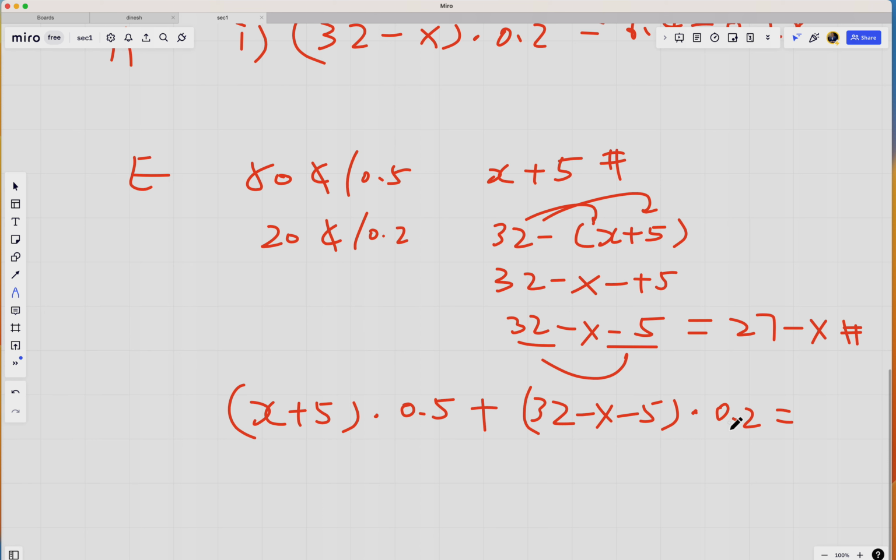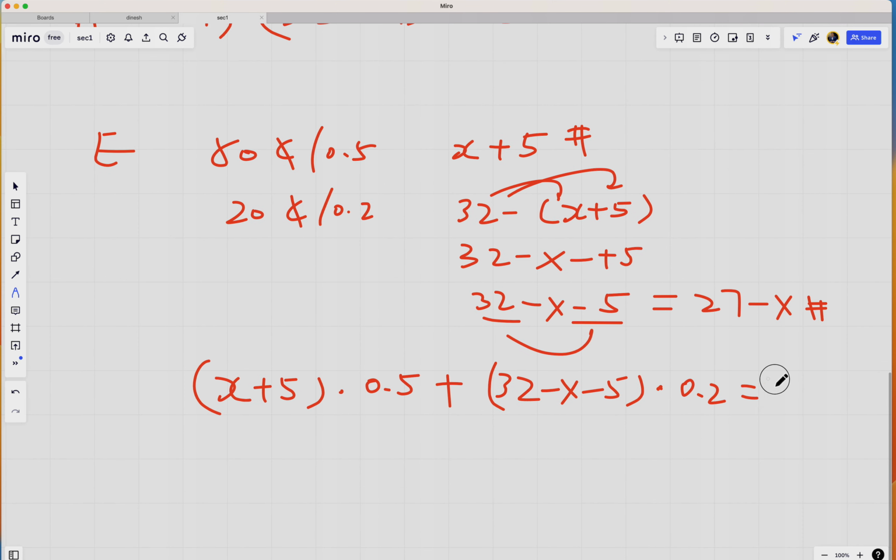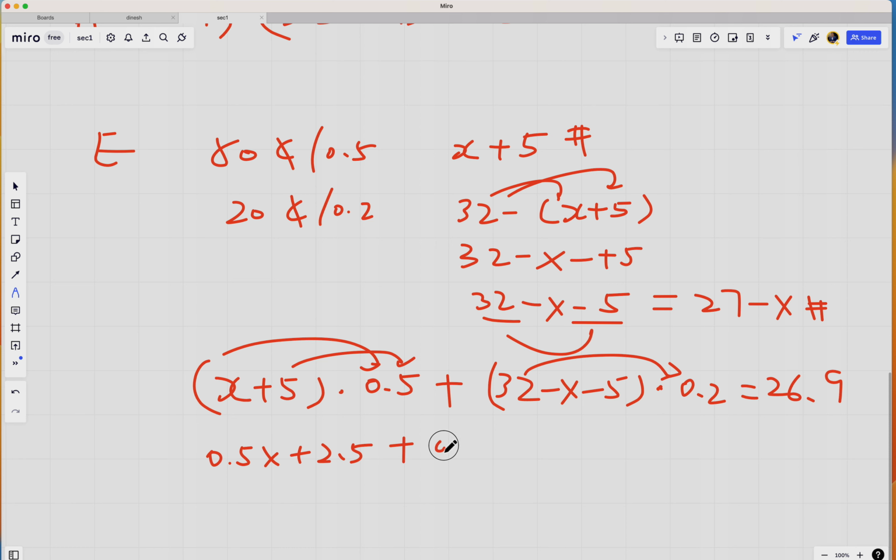You're doing part 3, right? So this should give you 26.9. Then what you do is you just open the bracket. So it's 0.5x plus 2.5. Let's say you don't want to simplify before you continue, just continue. So this is 6.4, then minus 0.2x, then minus 1, then it goes to 26.9.